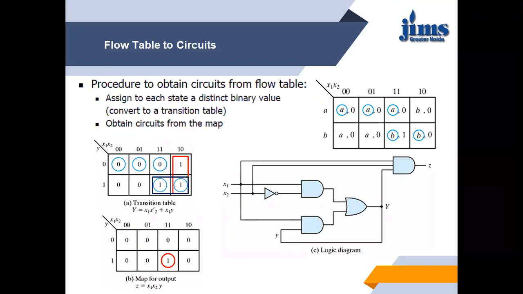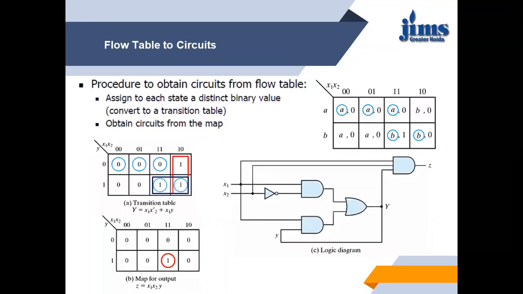So the process is: whenever a flow table is given to you, just assign a binary value to the states, then it will be converted into a transition table. Separate out all secondary variables and outputs, draw the K map, solve the K map, and draw the circuit. So let us stop today's lecture here.